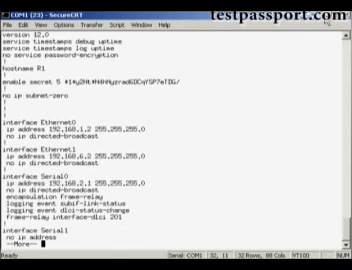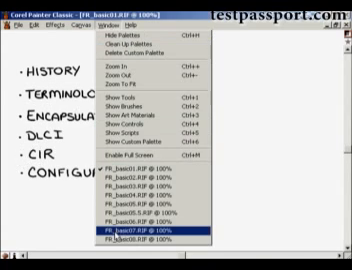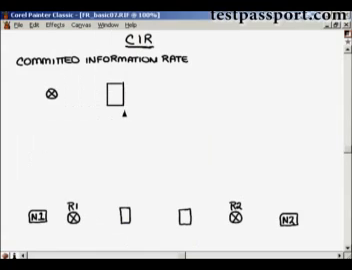We started this nugget by looking at the history that led to the development of frame relay. Then we looked at terminology and devices that are involved in a frame relay network. Encapsulation was covered after that, and we just went over the DLCI. Now we're going to look at the committed information rate. The committed information rate, again, exists between the access line from the router, which is a DTE, over to the switch, which serves as our DCE. So in this respect, it shares the same boundaries as our DLCI.